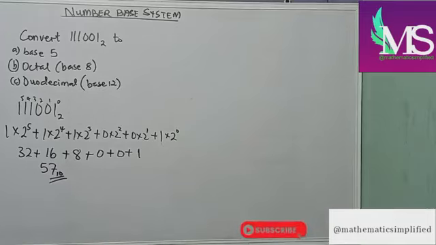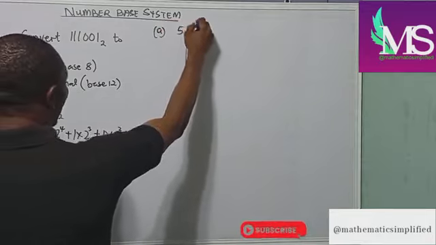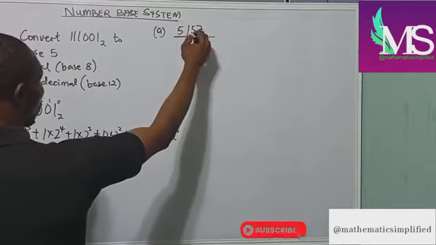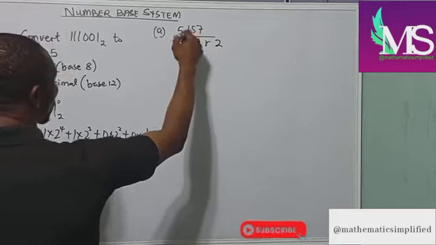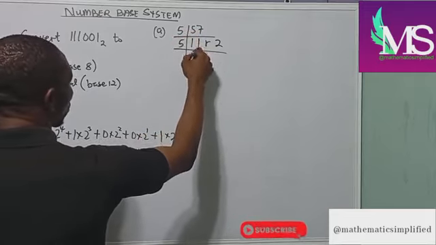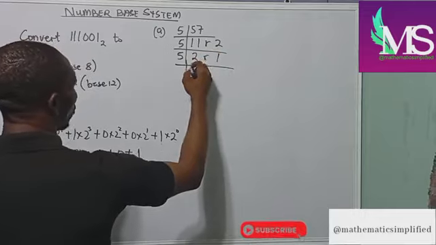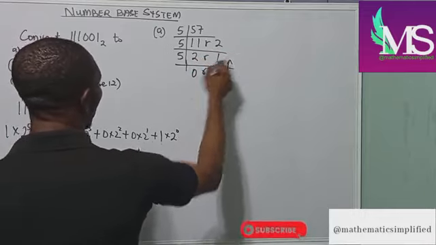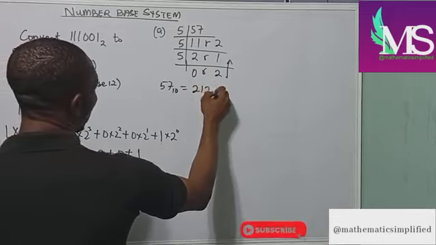Now, since we know that this is 57 base 10, our conversion to base 5 will become 5 into 57. This will give us 11, remainder 2. 5 into 11 will give us 2, remainder 1. And 5 into 2 will give us 0, remainder 2. So reading upwards, 57 base 10 will give us 212 base 5.